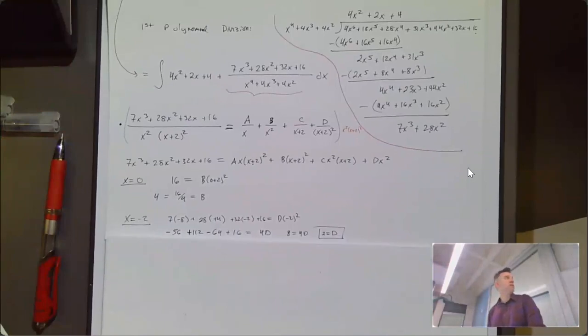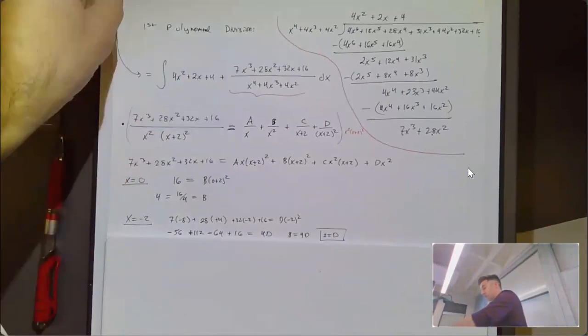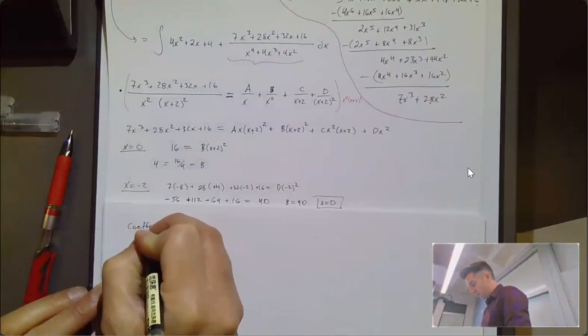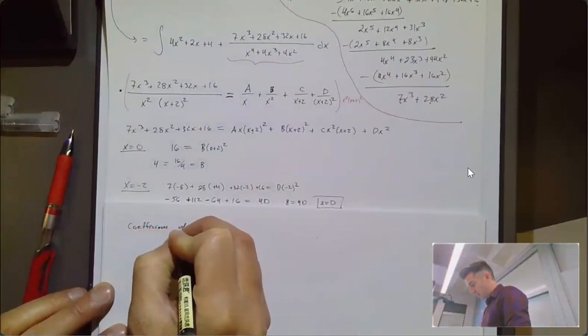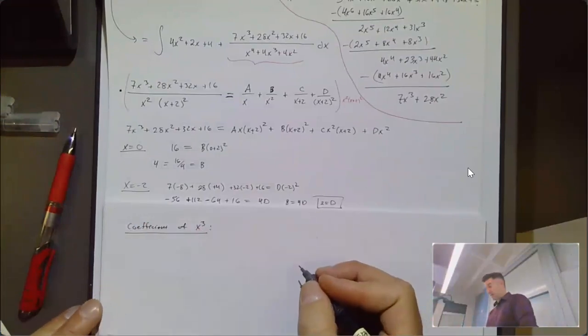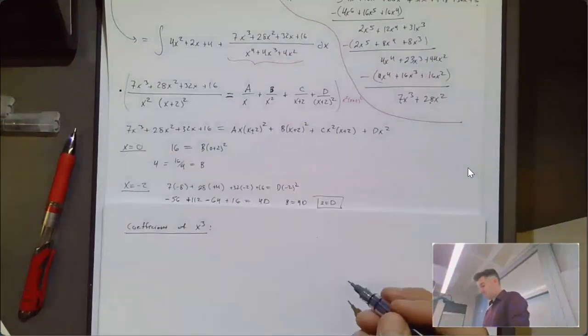In this case, it's x to the third. So I'm going to look at the coefficient of x to the third on each side. So what's the coefficient of x to the third? Well, on the left side, that's easy.